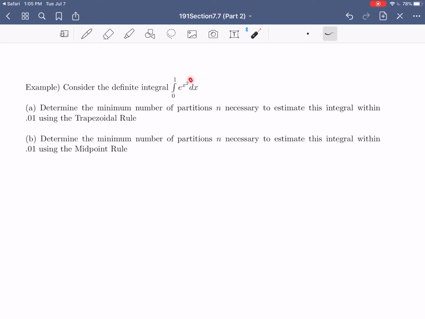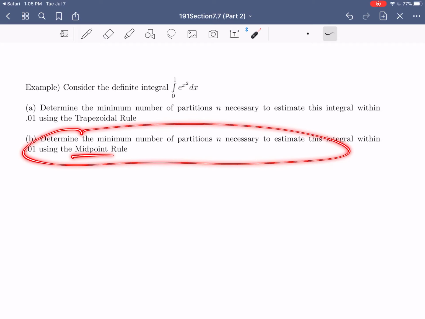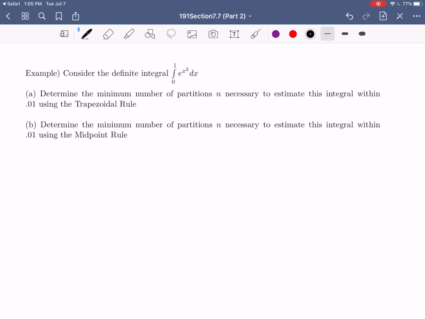But overall, actually trying to come up with an antiderivative of e to the x squared in a closed form is impossible. So this is exactly the type of thing where, if we were given a definite integral that involved this function, we would want to use approximate integration. So what we're going to do is determine the minimum number of partitions n necessary to estimate this integral to within 0.01. So we're saying to ourselves, we're okay if our answer is off by at most 0.01. And we want to figure out how many partitions we would need to divide this interval into to guarantee that the error is 0.01 or less. And of course, we're going to do the same thing using the midpoint rule. So let's go ahead and see how we would do this here.